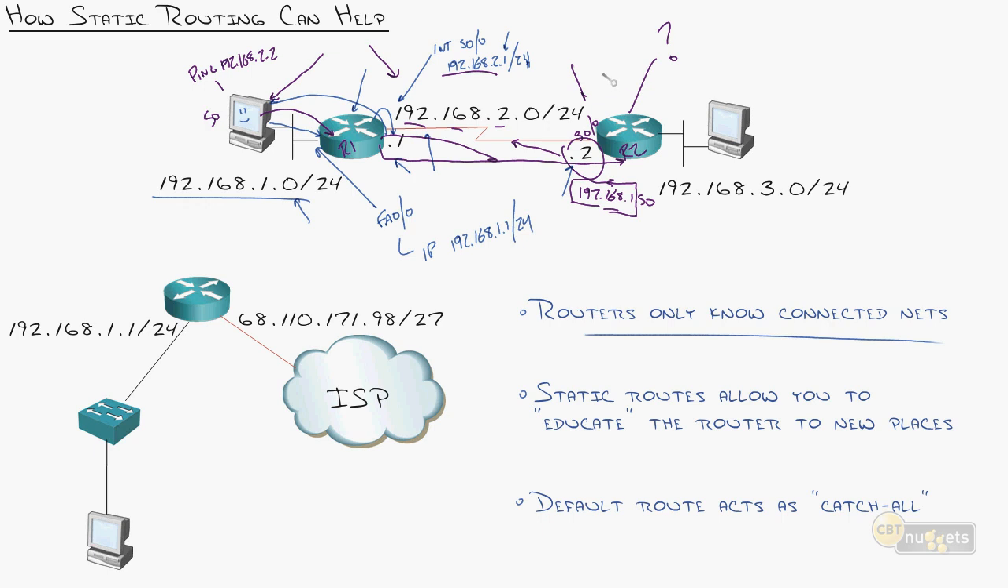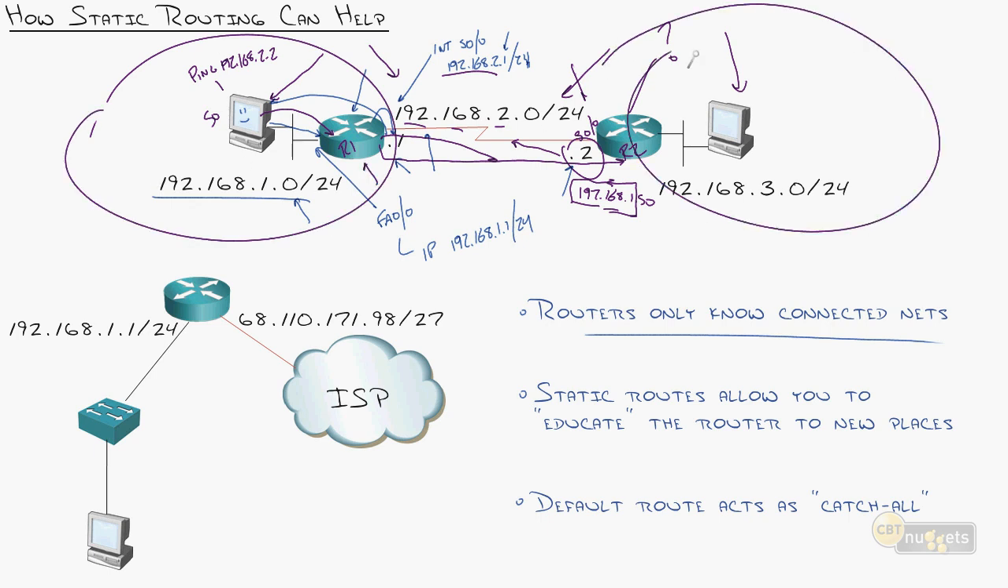So router 2 on the right-hand side says, I only know how to reach 192.168.3.0 and 192.168.2.0. So I do not know how to reach this, nor does router 1 know how to reach this. Do you see the dilemma? We only know how to reach our connected network. So static routes allow you to educate the router to new places.